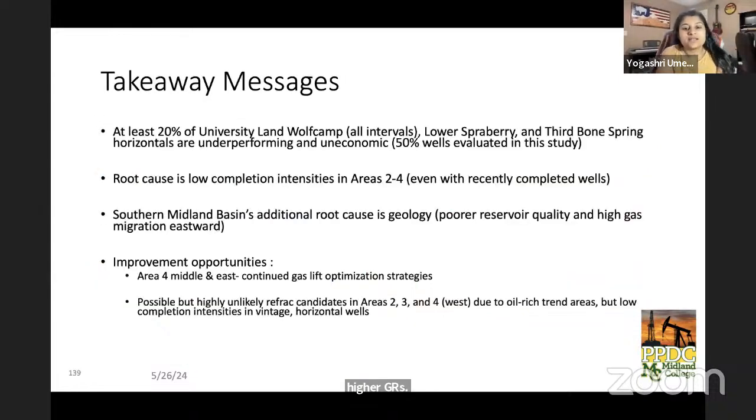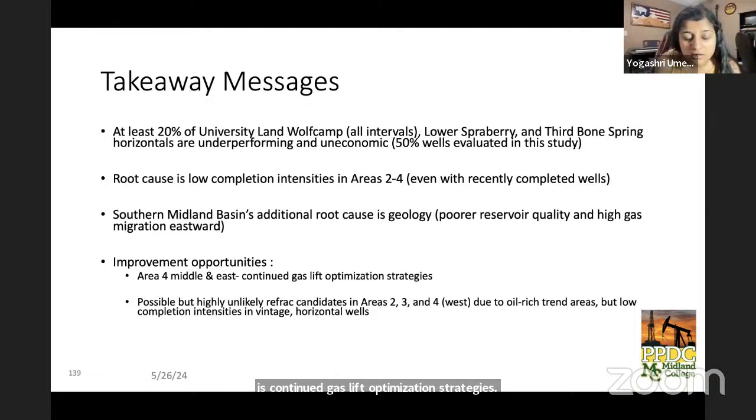The takeaways are that at least 20% of University Lands Wolfcamp wells at all intervals were underperforming, which is 50% of the wells evaluated in the study. The root cause is low completion intensities, even with recently completed wells. The Southern Midland Basin's root cause is geology, poor reservoir quality, and high gas migration eastward. Improvement opportunities for Area 4 Middle and East is continued gas lift optimization strategies.